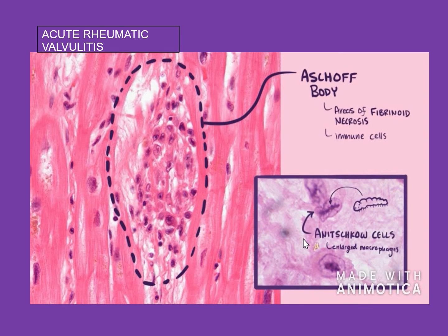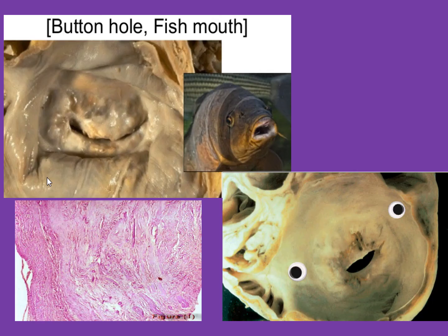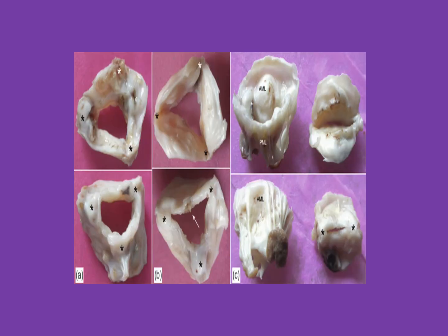So these are your Aschoff bodies. These are collections of histiocytes, some of which assume a caterpillar appearance called Anitschkow cells. Again, the description for the valve involved is a fish buttonhole or fish mouth orifice, narrowed because of the effects of fibrosis due to chronic inflammation.